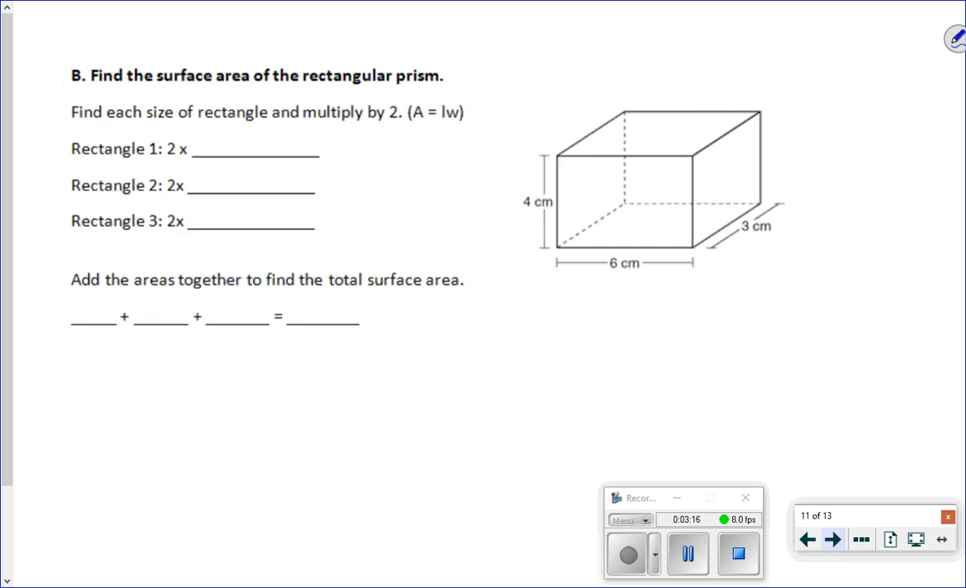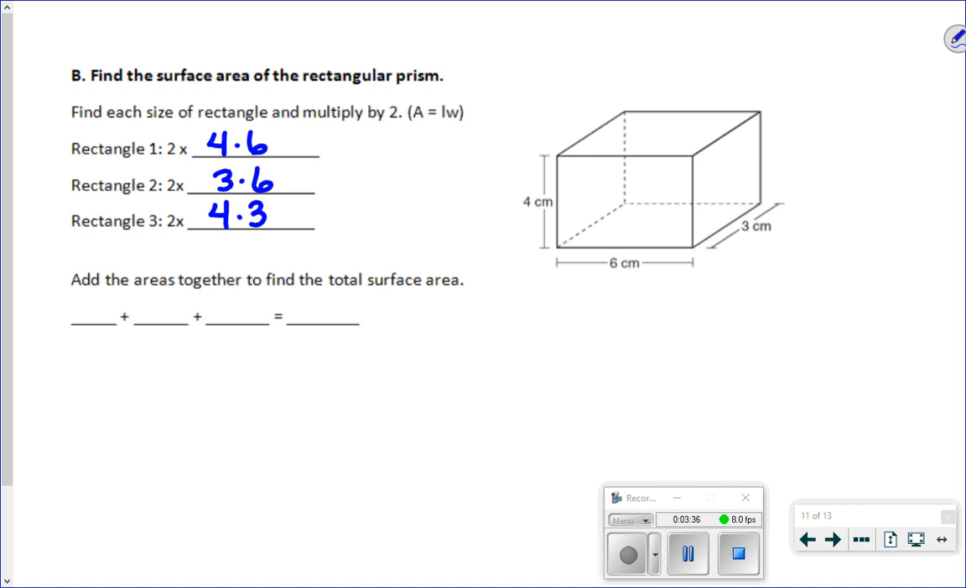All right, so here's another rectangular prism. We are doing length times width for each of our 3 sizes of rectangles. Our numbers are 4, 6, and 3. So we can do any combination that we want first. We just need all 3 of the combinations. So 2 times 4 times 6, 2 times 3 times 6, and then 2 times 4 times 3.